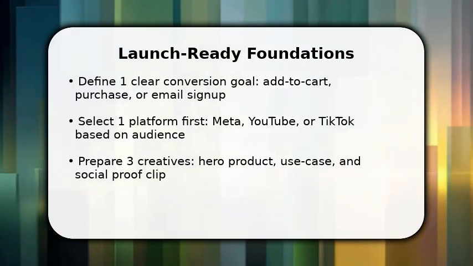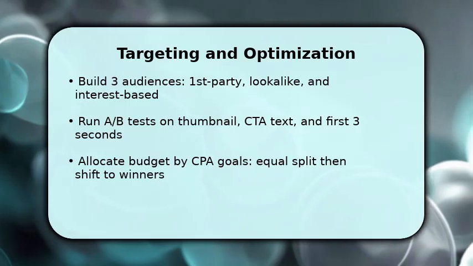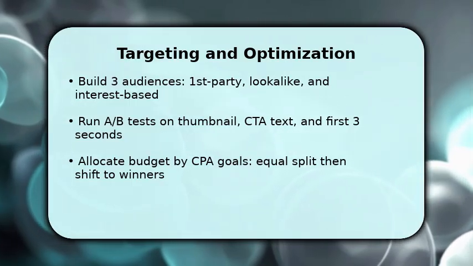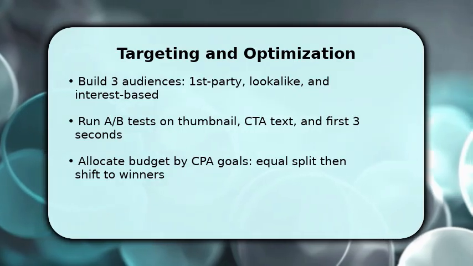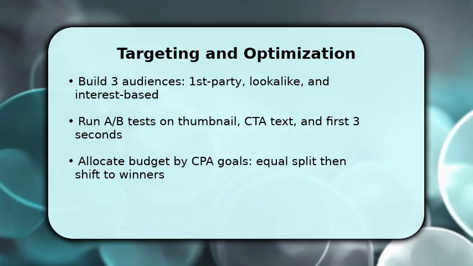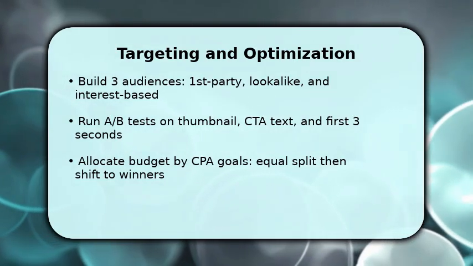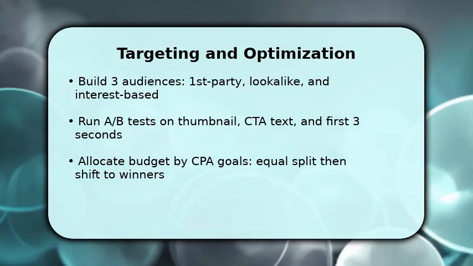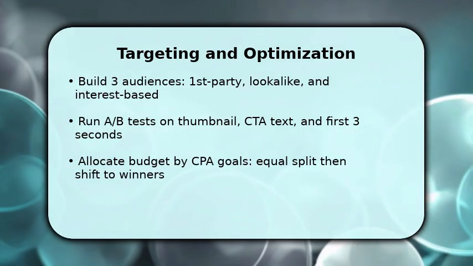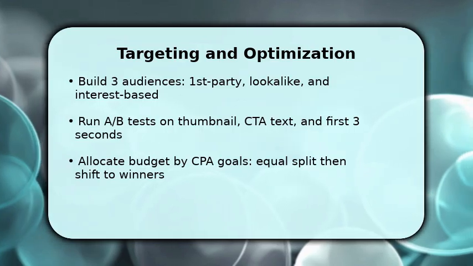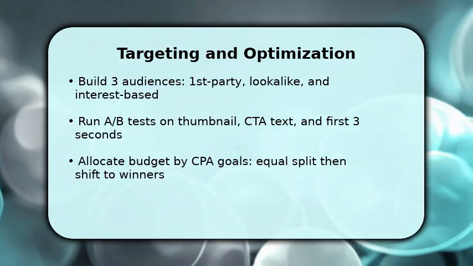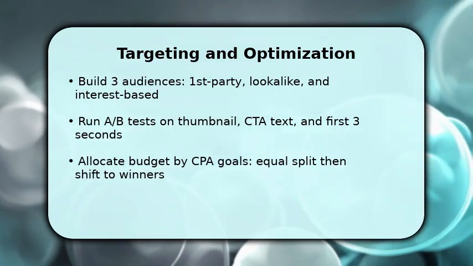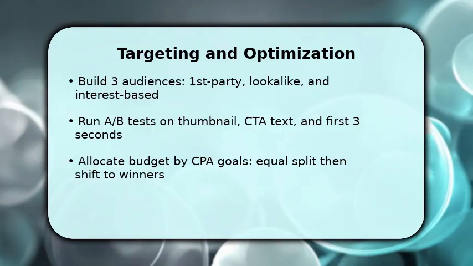Next, you create precise audiences and start testing systematically. Launch 3 audience types: customers, lookalikes, and interest segments. This reveals where early wins live. Run A/B tests on thumbnails, opening hook, and CTA phrasing, because the first 3 seconds decide view-through and clicks. Once tests run for 3-7 days, reallocate spend toward winners and increase bids until cost per acquisition stabilizes. Make sure to log learnings in a simple spreadsheet.